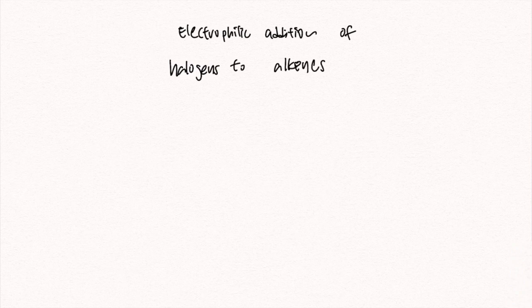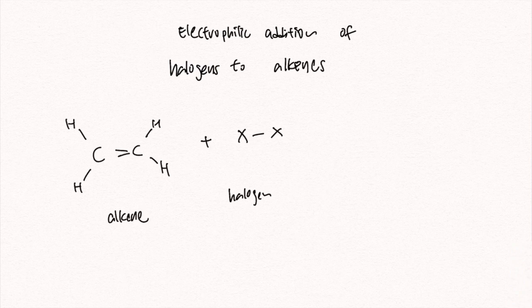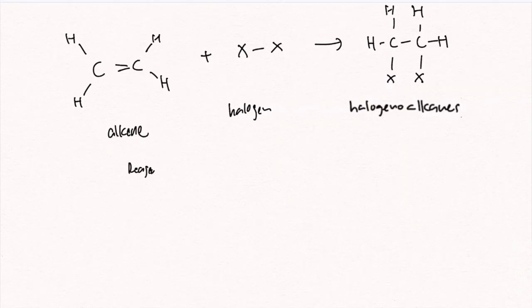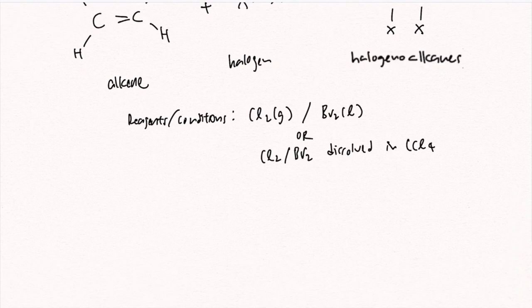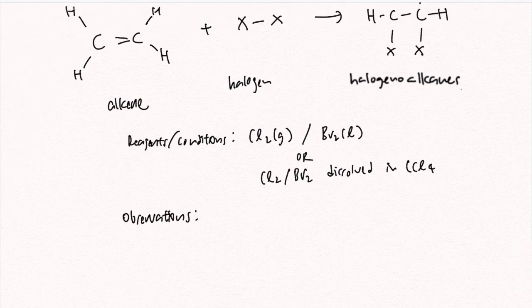Moving on, the second reaction that we need to know would be electrophilic addition. In the A-level syllabus, they usually test us on the electrophilic addition of halogens to alkenes. So for this, an alkene will react with a halogen in order to produce a halogenoalkane. The reagents and conditions that we will need for this would basically be either chlorine gas, liquid bromine, or we can say that we use chlorine or bromine dissolved in CCl4, which is an organic solvent. In terms of observations, similar to the previous reaction, we will realize that it depends on the type of halogen that is used.